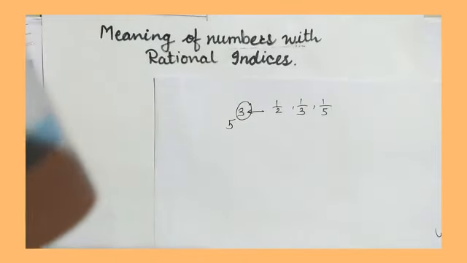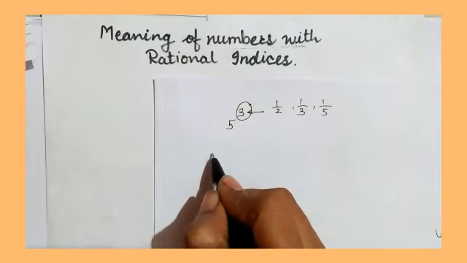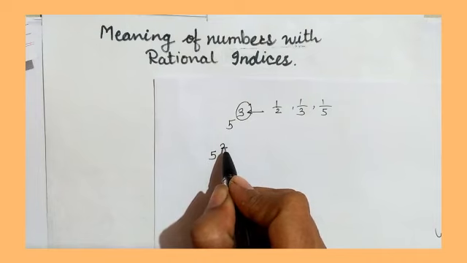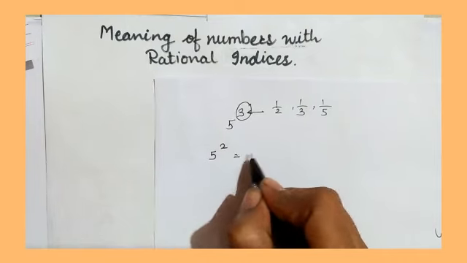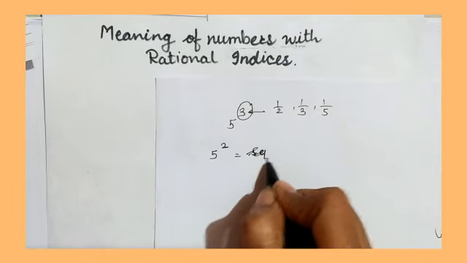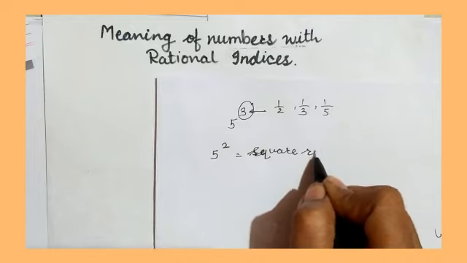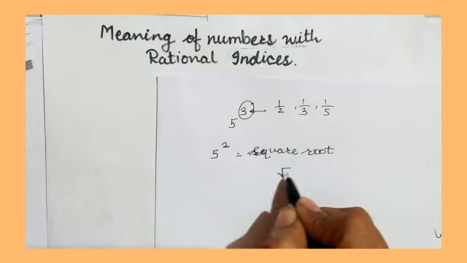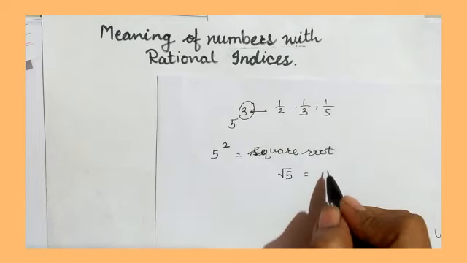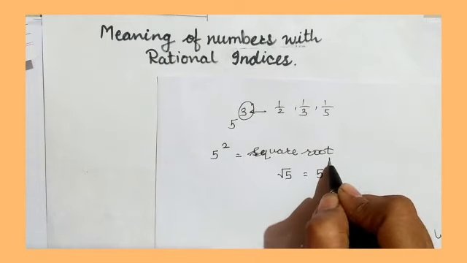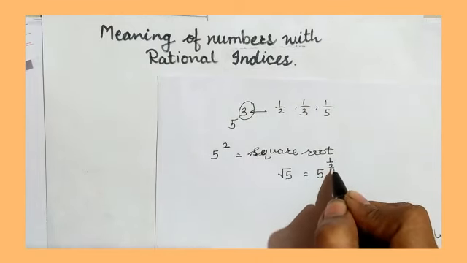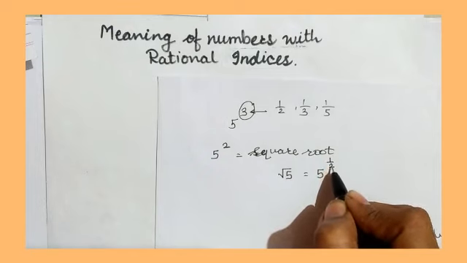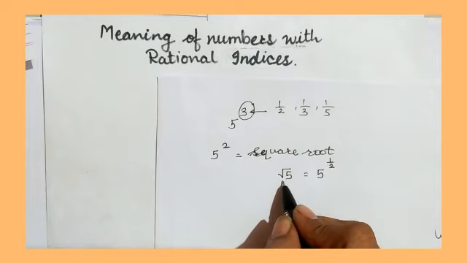In the same way, if you want to show the square of any number, suppose the square of 5, then we put the 2 over its head. Then if we want to show the square root of 5, we can show it by placing 5 as a base and 1 upon 2 as the index. If the index is a rational number and its denominator is 2, then it means the square root of 5.